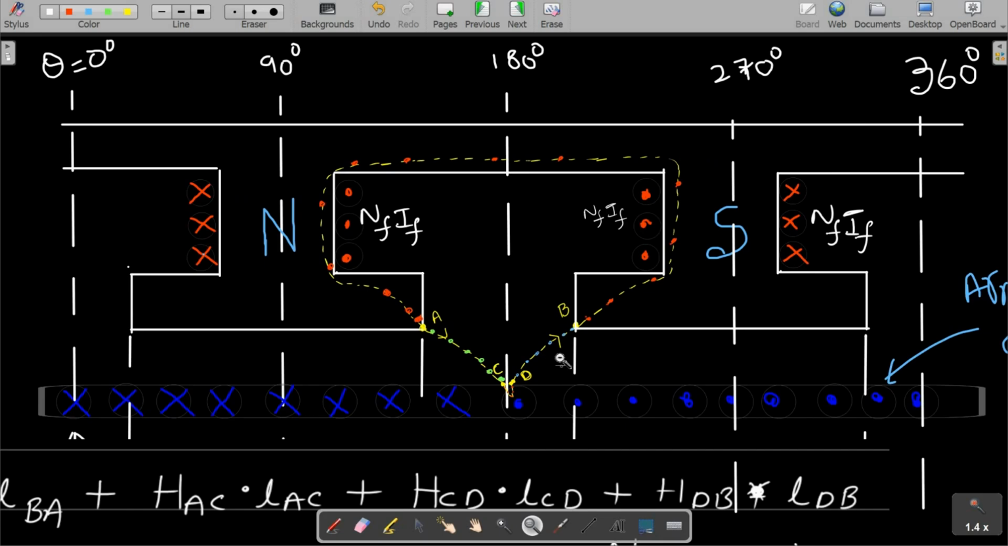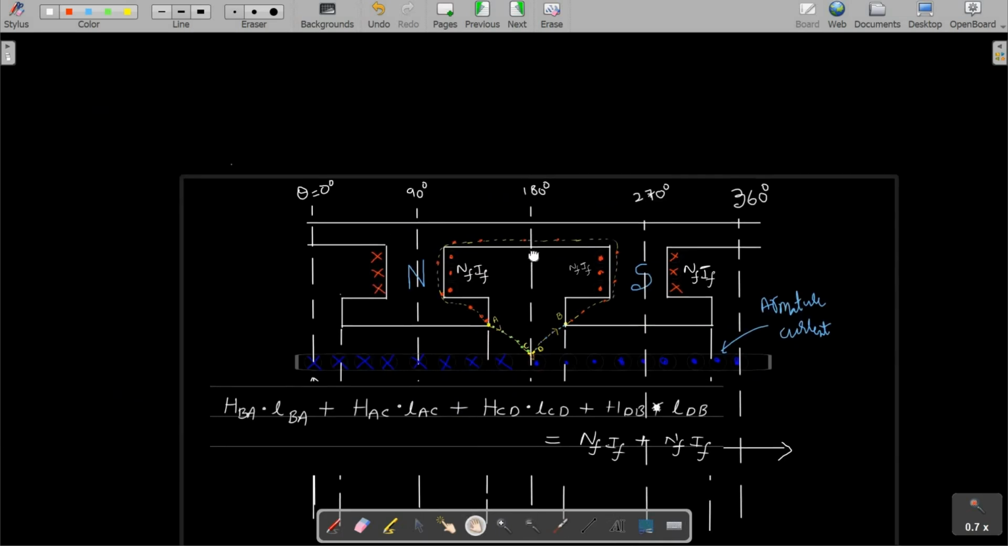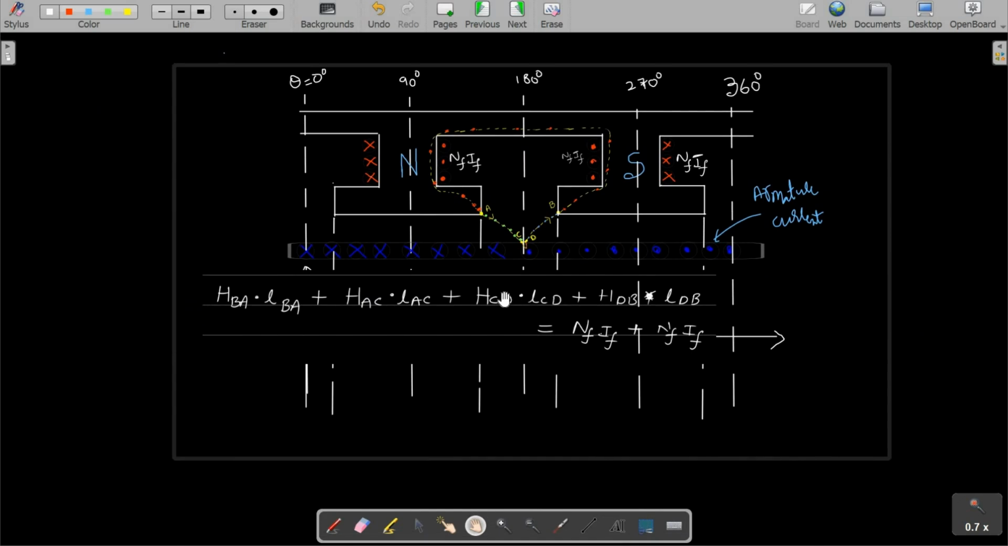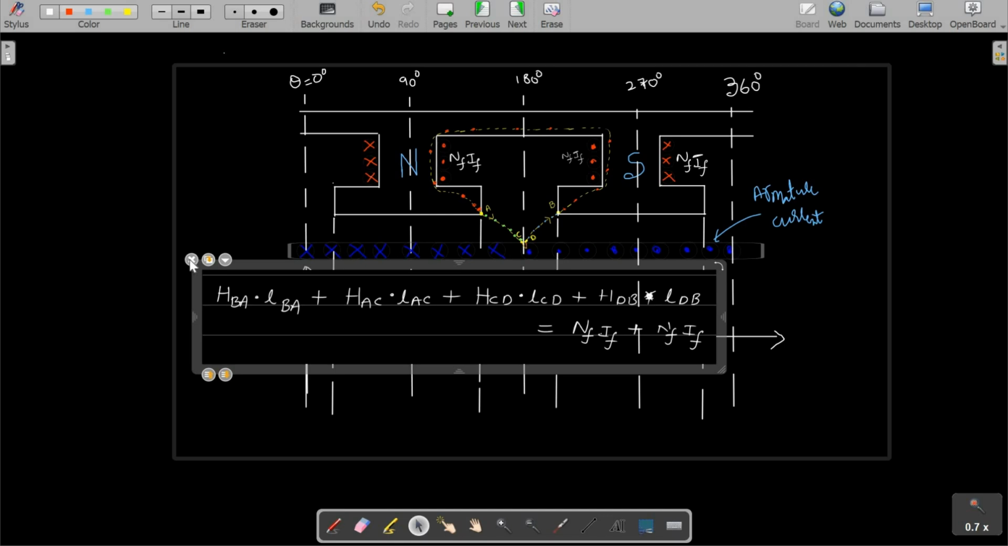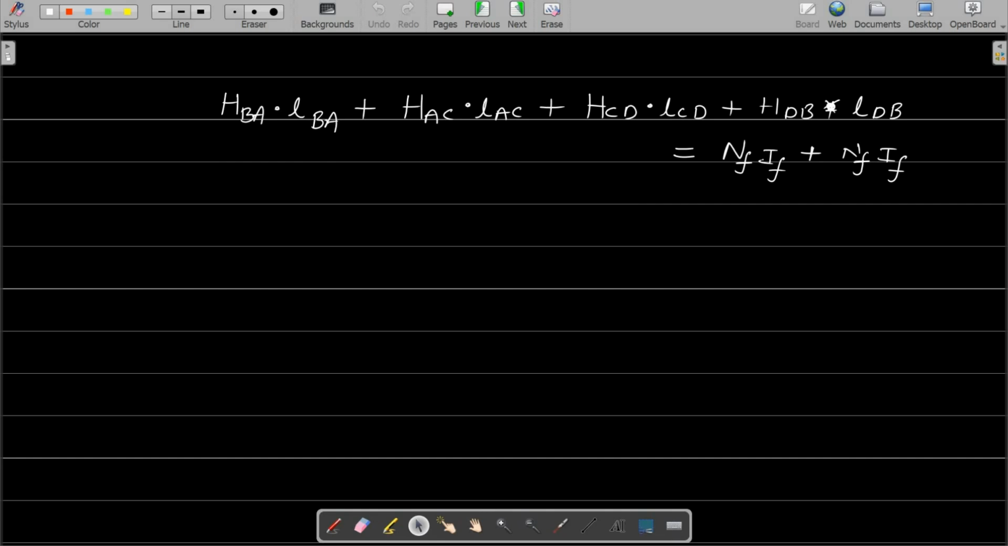Okay. This is about that equation. We go to the next page. This is the explanation of this equation.